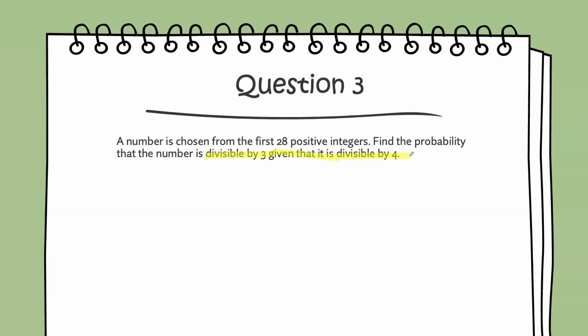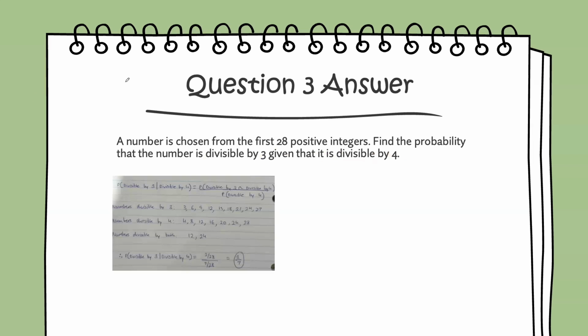If we set out the formula for this one, again, it's going to be the probability that the number is divisible by 3, given that it is already divisible by 4. And again, we've shown the same formula. That is equal to the probability of divisible by 3 and divisible by 4 over the probability that it is just divisible by 4.